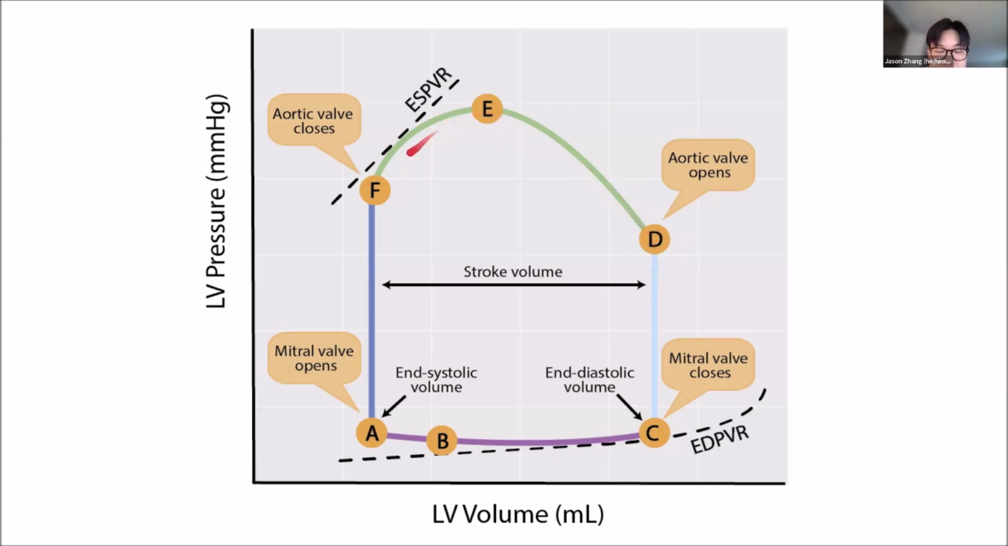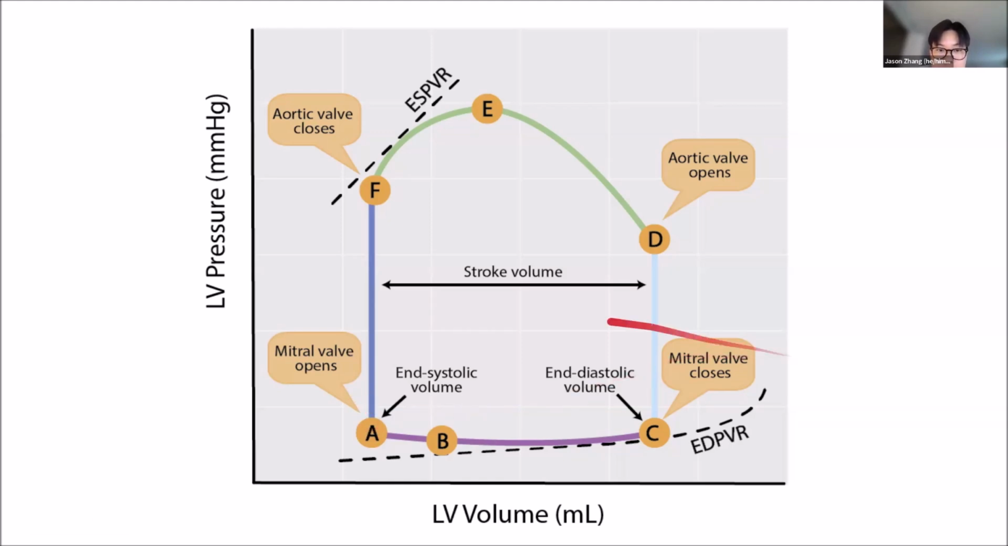So from D to E to F is when the ejection of blood occurs. And then the aortic valve closes at F, and then there's relaxation back to the starting point at A. So that is the entire thing.